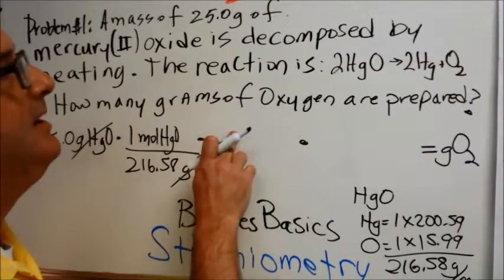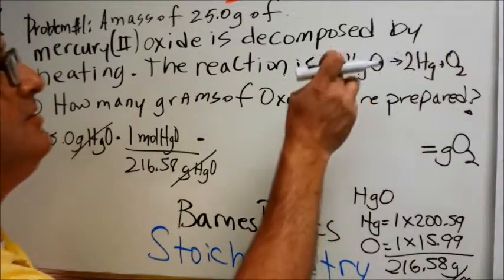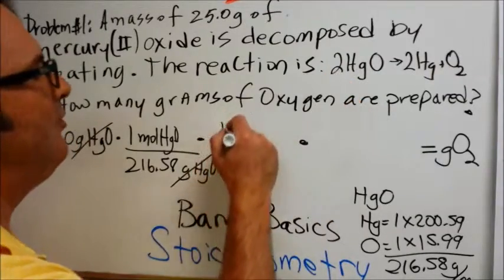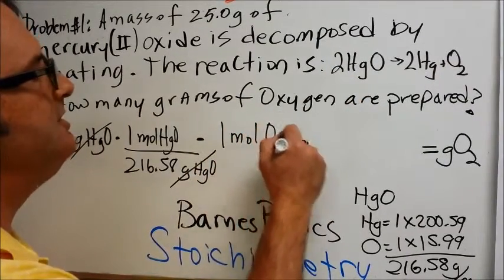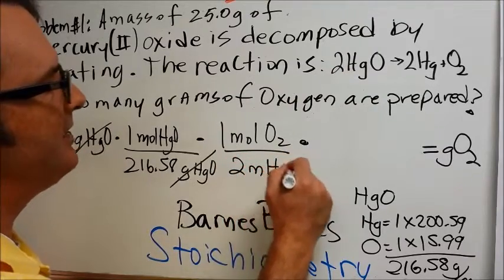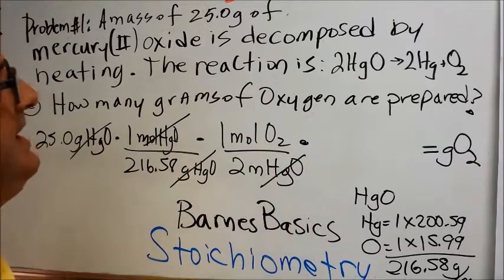Now, if we're going to oxygen, in the balanced equation, we have to have oxygen on the top right here. So we see that there's 1 mole of oxygen produced for every 2 moles of mercury oxide used. So we would put 1 mole of oxygen on the top, and we would put 2 moles of mercury oxide on the bottom. And that way, mercury oxide cancels.